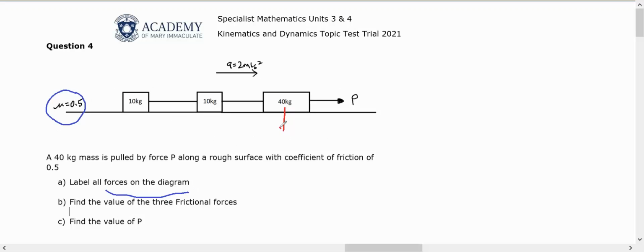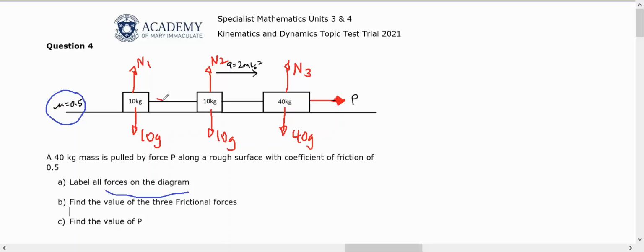I will have 3 weight forces. Those weight forces will be mass times acceleration, so 10g, 10g, and 40g. I have my P force. Don't draw it again, there's only one of them. We will have a normal reactive force. I'm going to call that one N3, I'm going to call that one N2, I'm going to call that one N1. Don't call them all N because they're different values.